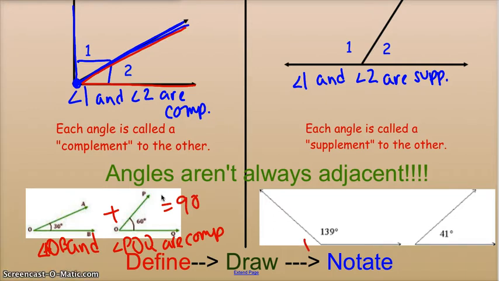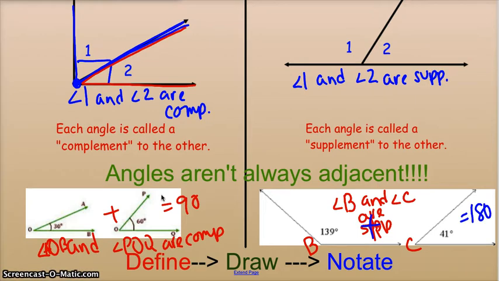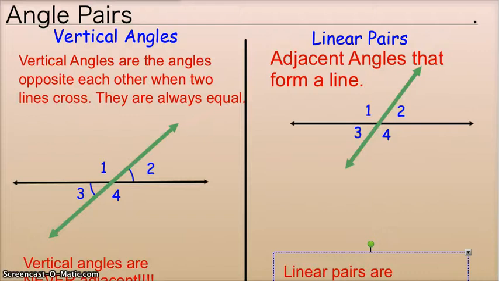Over here, I'm going to call this one angle B, and I'm going to call it angle C. Angle B and angle C are supplementary because when I take angle B and add it to angle C, it ends up equaling 180 degrees. Might not be a bad idea to draw the diagram for both, or at least write down for yourself that they're not always adjacent.